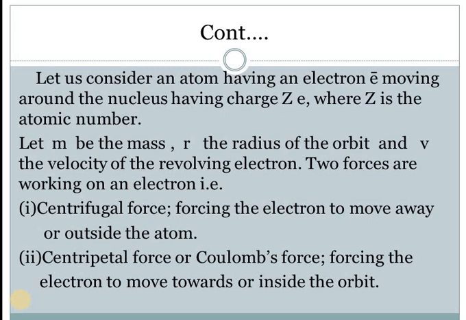Both of these forces, that is centrifugal force and centripetal force, are working together and both of them are equal. So that's why the electron doesn't move out of the orbit, neither does it fall into the nucleus. Rather, it is moving in its fixed orbit.